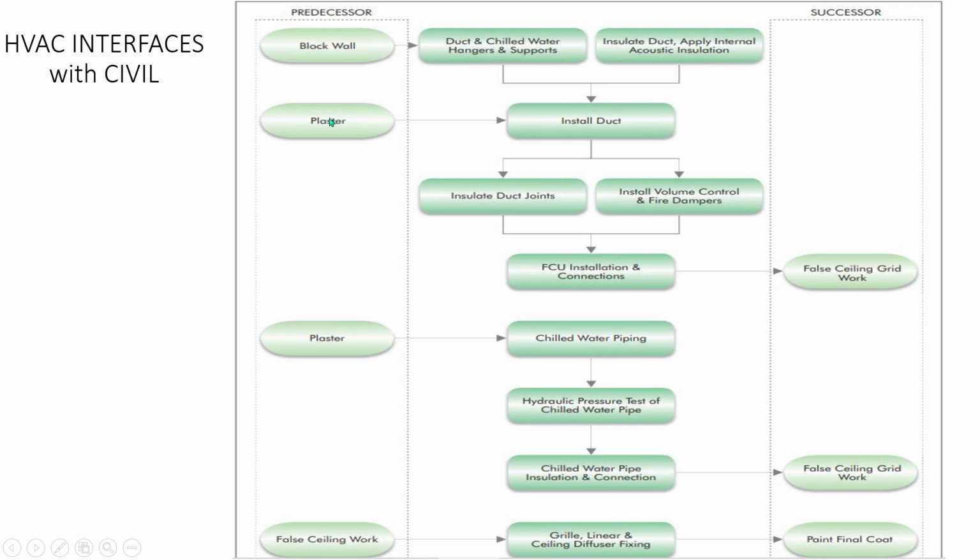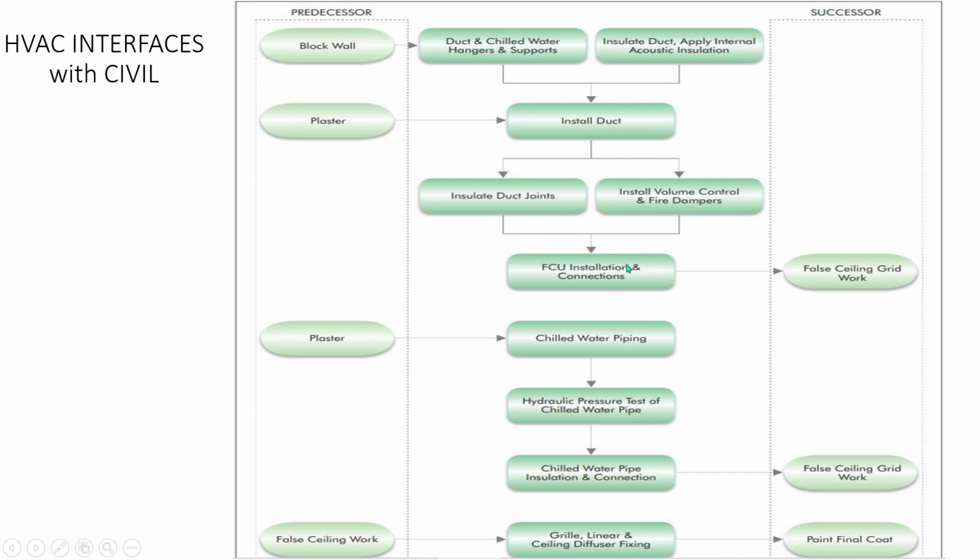Once the plastering is done, you will start to install duct, insulate duct joints, install volume control. You can read it thoroughly, you will get a better understanding. Once the false ceiling work is finished, you will install these items. Successor activities are those which come after you install all these things. Predecessor activities are those which come before these activities. So predecessor means before and successor means after.